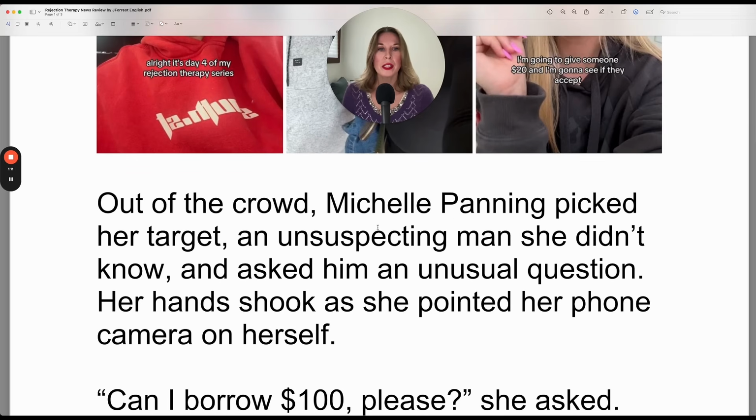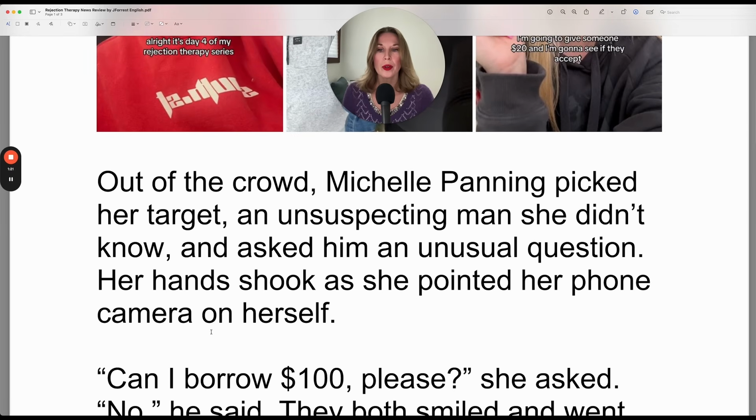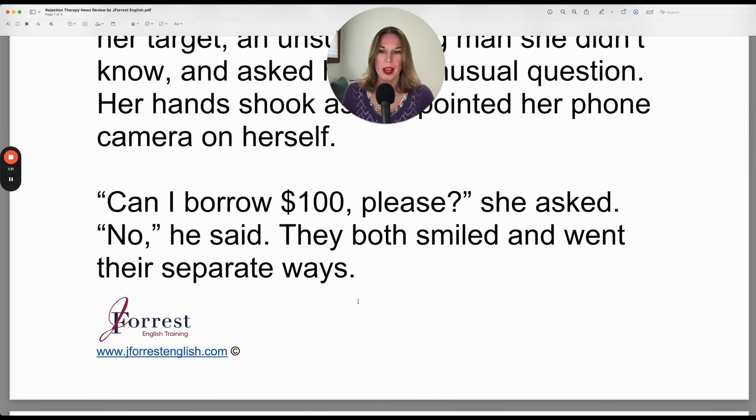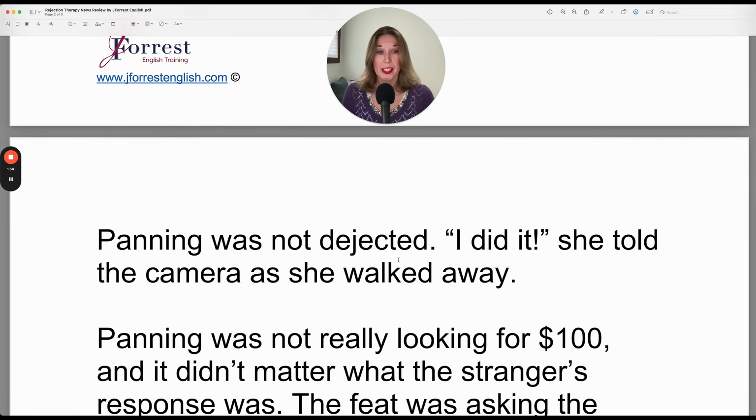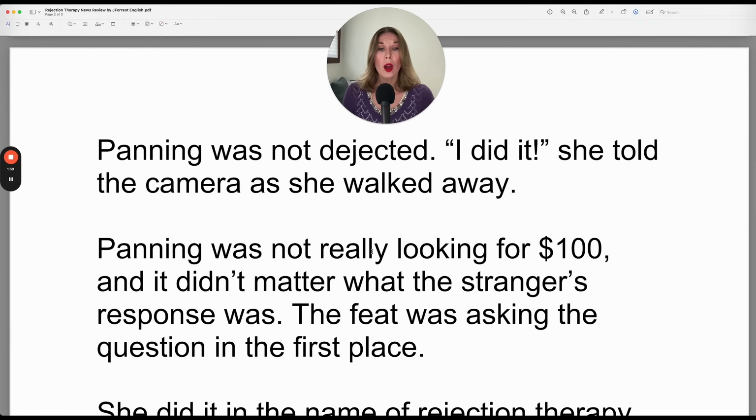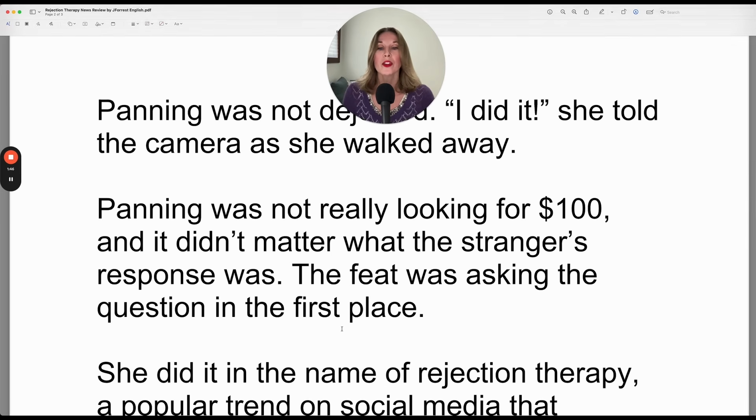Out of the crowd, Michelle Panning picked her target, an unsuspecting man she didn't know, and asked him an unusual question. Her hands shook as she pointed her phone camera on herself. "Can I borrow $100, please?" she asked. "No," he said. They both smiled and went their separate ways. Panning was not dejected. "I did it," she told the camera as she walked away. Panning was not really looking for $100, and it didn't matter what the stranger's response was. The feat was asking the question in the first place.